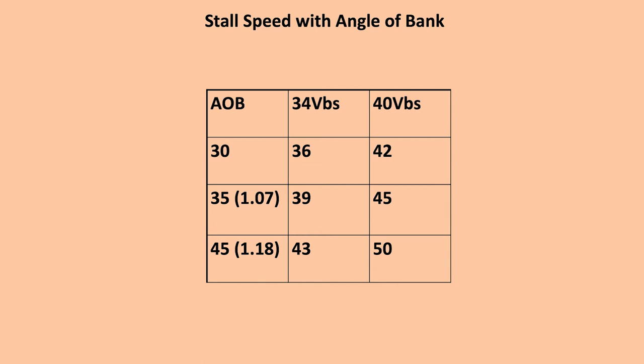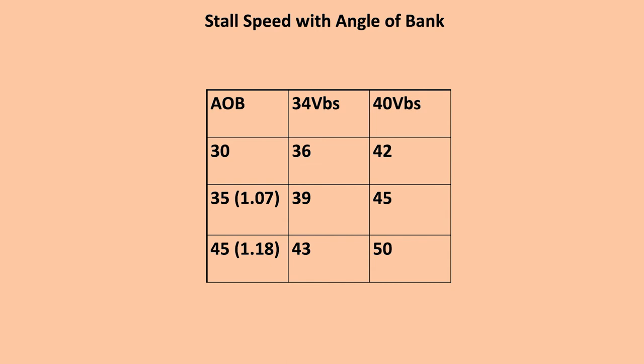Stall speed with angle of bank. Here we have our angle of bank down the left of 30 degrees, 35 degrees and 45 degrees. If our basic stall speed straight and level is 34 knots, then at 30 degrees of bank it's 36 knots, at 35 it becomes 39, and at 45 degrees angle of bank it becomes 43.